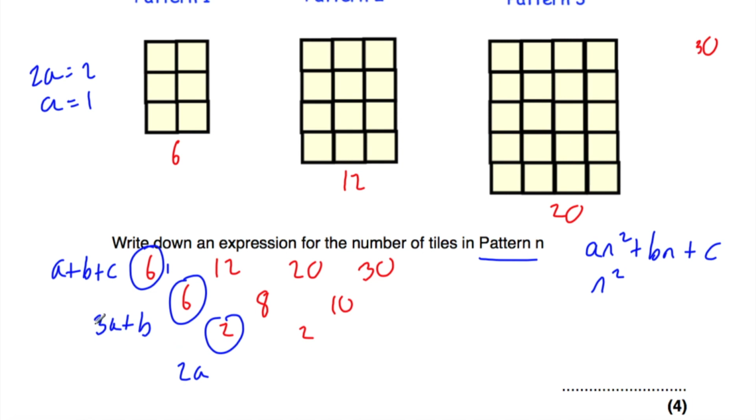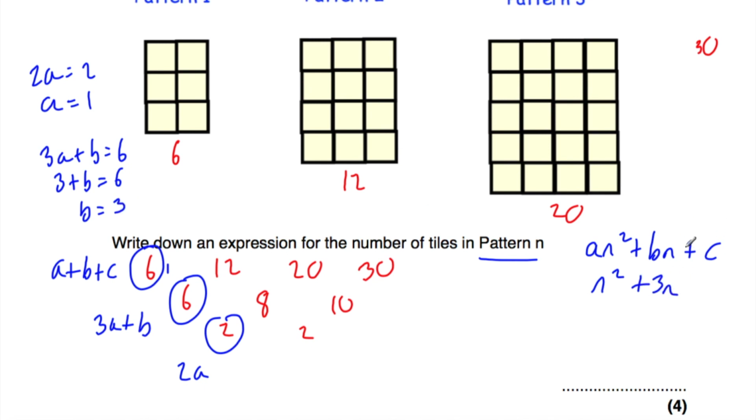Now let's get our value for B. So we want to look at our first difference. So we've got 3A plus B is equal to 6, and A is equal to 1. So we've got 3A, that's 3 times 1. That's 3 plus B is equal to 6. And if we take away 3 and take away 3, we get B is equal to 3. So it's going to be plus 3N.